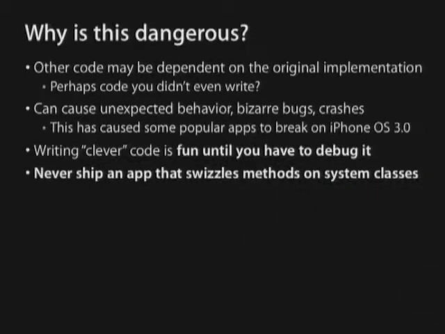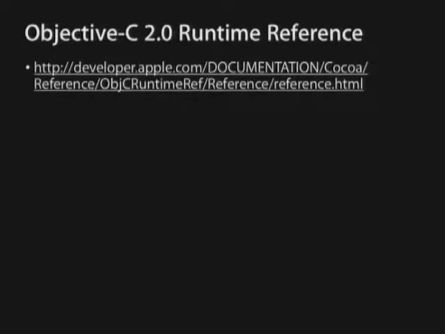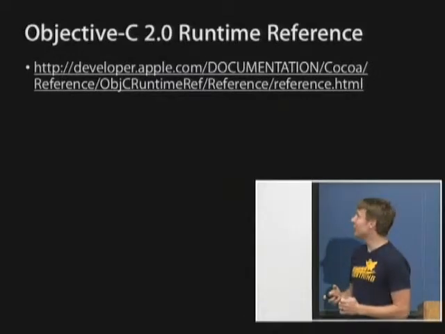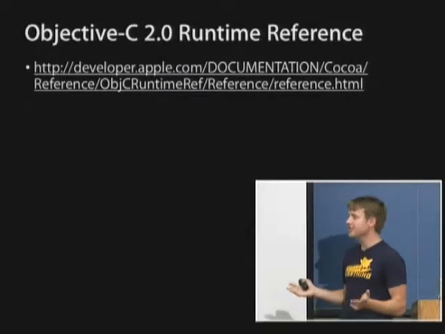I would say the rule here really is never ship an app that swizzles methods on system classes. If you're writing some app and you're like, man, I really have to swap out the implementation of this UIKit class method for my own thing because I really know what I'm doing, trust me, I would strongly urge you to not do so. Pretty please. But it's still pretty cool. If you want to read more about this, the Objective-C 2.0 runtime reference talks about this and more.